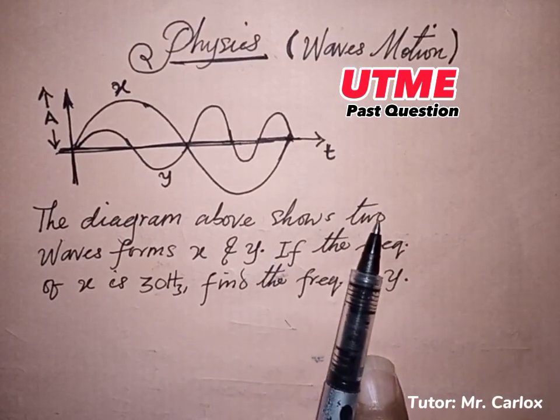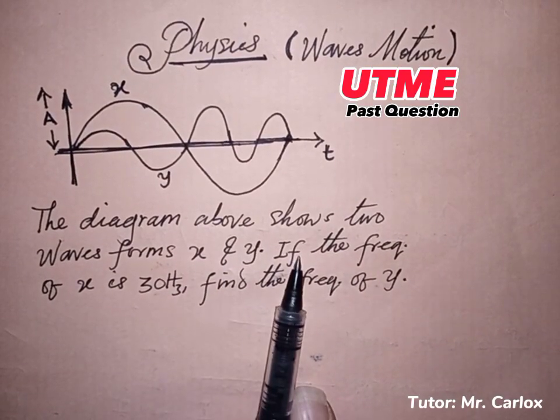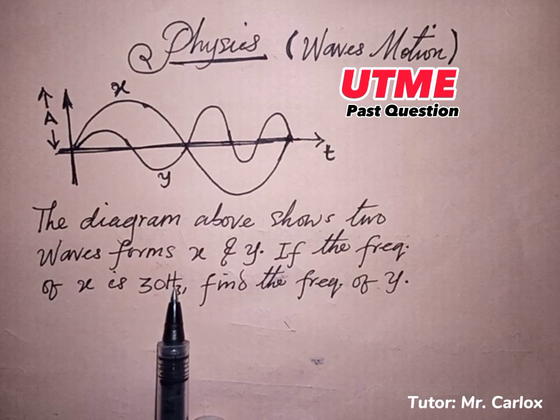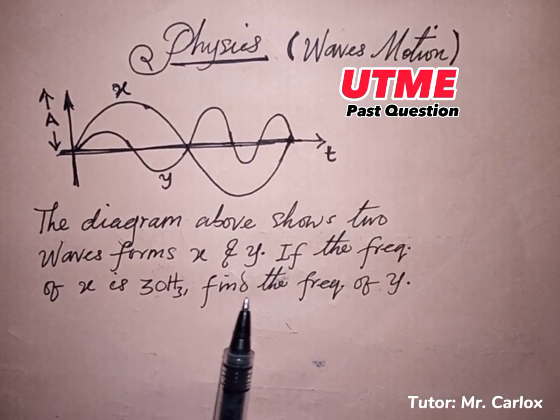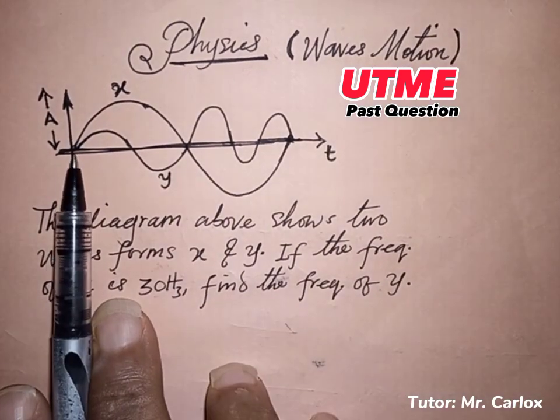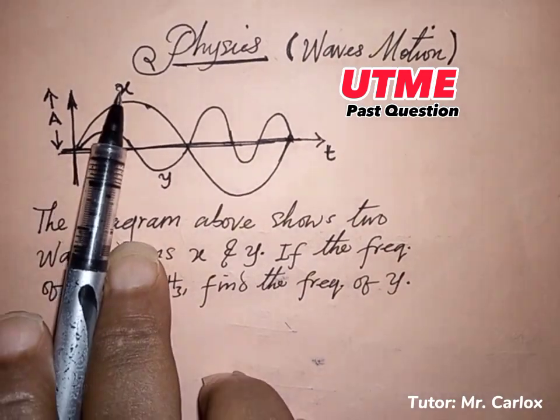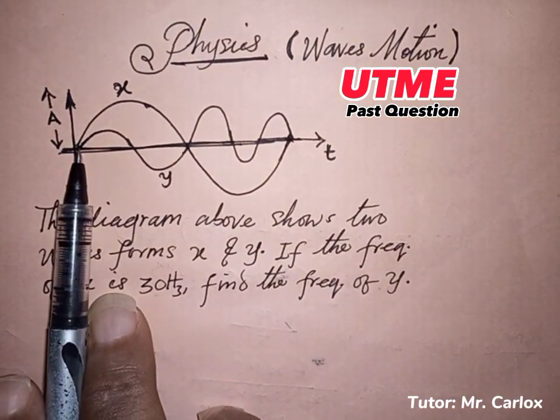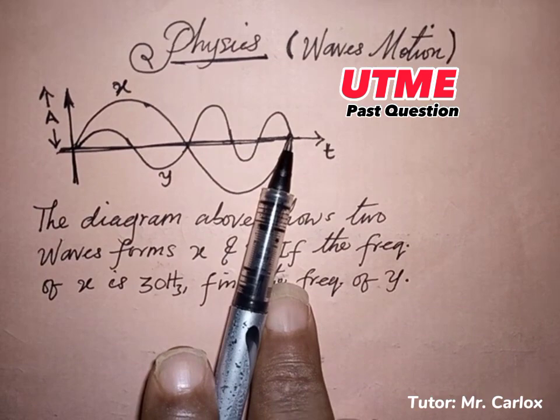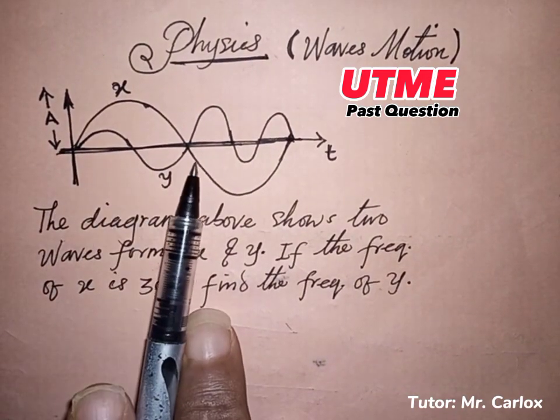The diagram above shows two waveforms, x and y. If the frequency of x is 30 Hz, find the frequency of y. Now we have two waveforms here, x and y. If you observe, they both have the same time of travel but different vibrations.